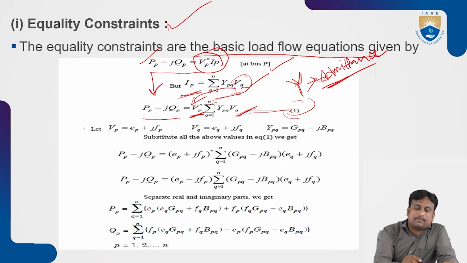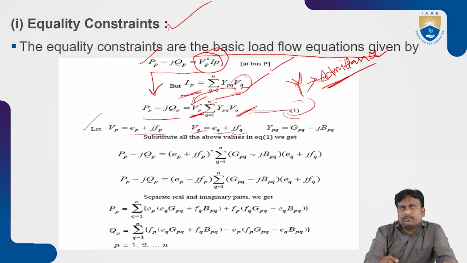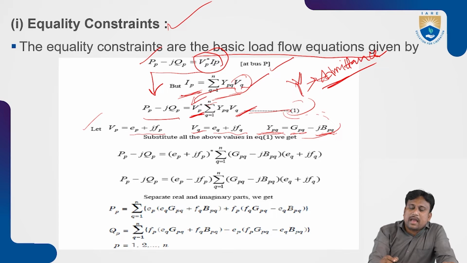Now we will assume some constraints here. The voltage Vp is Ep plus jFp, which is complex in nature. Similarly, the term Vq is Eq plus jFq. Then the admittance Ypq equals Gpq minus jBpq. So these are the quantities which will be considered in the manner of admittance, real and reactive in nature.